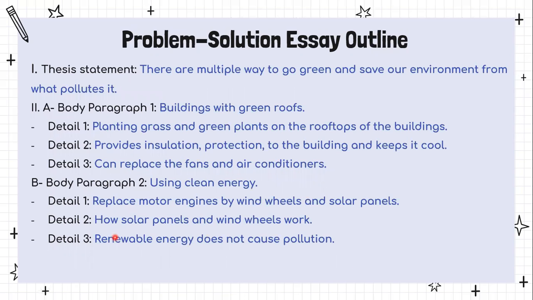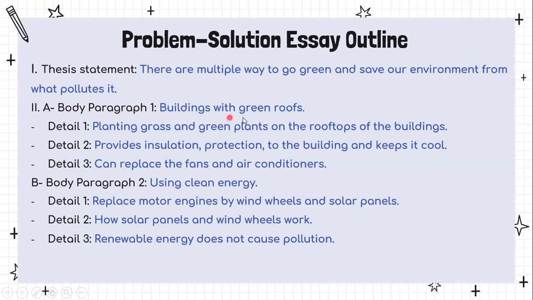And here's an example. We said a thesis statement would be there are different or multiple ways to go green and save our environment from what pollutes it, which means I'm going to present solutions to the problem of pollution. First body paragraph is going to talk about buildings with green roofs. Okay, and those are ideas taken from the reading lesson entitled, Is Your City Green? So one way to go green is to have buildings with green roofs. That's the main idea of body paragraph 1.